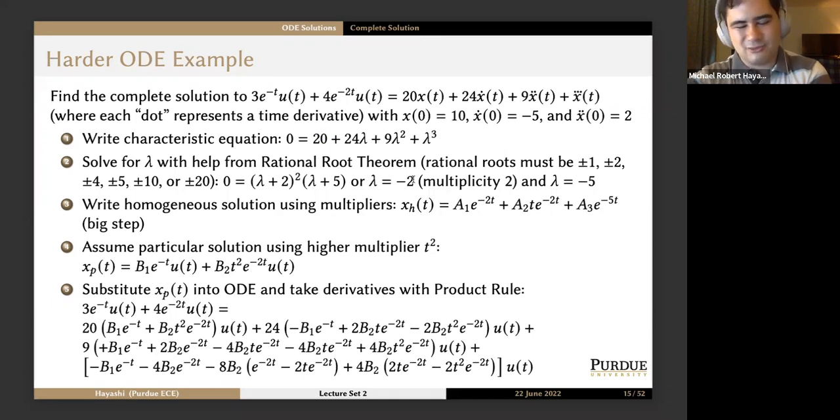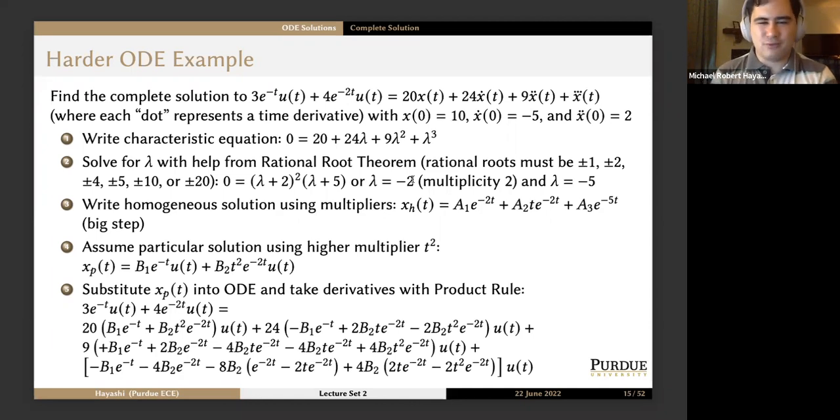So rational roots will be of the options plus or minus 1, plus or minus 2, plus or minus 4, plus or minus 5, plus or minus 10, plus or minus 20. And once you get one of them, you can do polynomial long division to get 0 is equal to lambda plus 2 quantity squared times lambda plus 5. Or you get lambda is equal to -2 with multiplicity 2, and lambda is equal to -5.